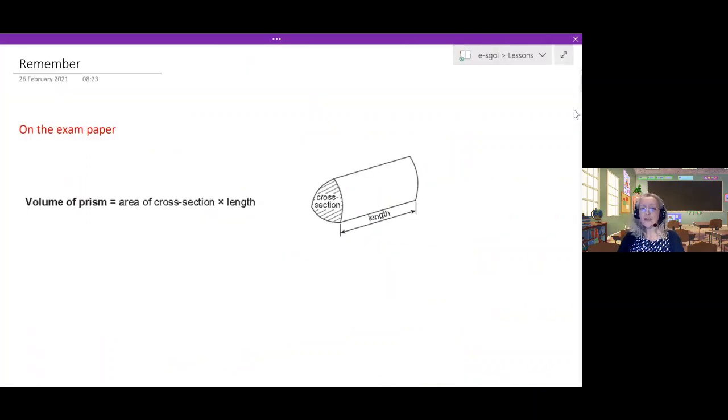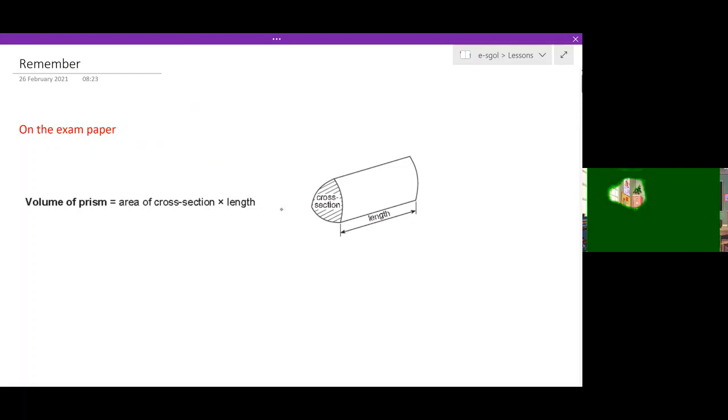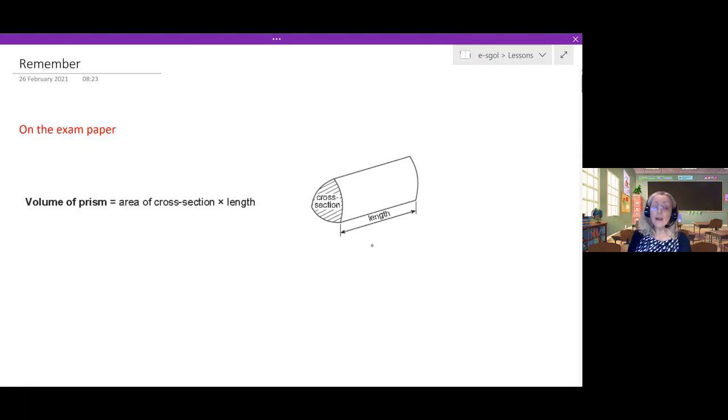So the things that we need to remember from today. The first one is that you're told that the volume of a prism is the area of the cross section multiplied by the length. And this is always on the front page of the exam, on both the calculator and the non-calculator exam. So you're always able to find that.